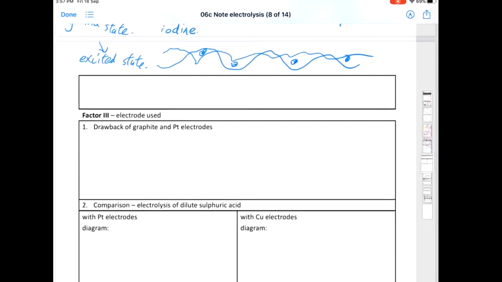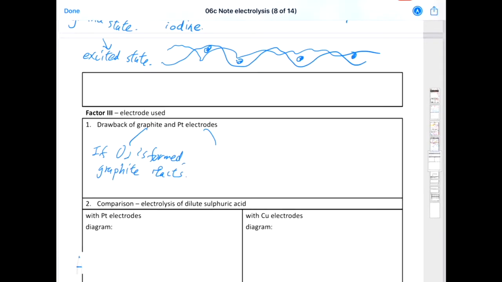Drawback of using graphite and also Pt electrode. Under some scenarios these two electrodes may not be chemically inert. For graphite, on that side where O2 is formed, it will react actually. So can you tell me what is the product? CO2. CO2, thank you.